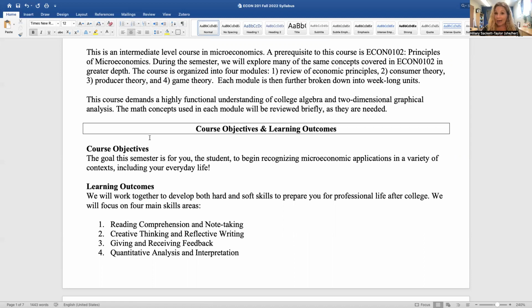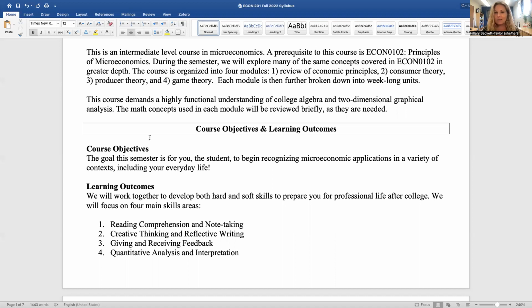I would like to practice reading comprehension and note-taking. I'd like to work on our creative thinking and our reflective writing skills. I'd like to practice giving and receiving feedback, because this is an important skill once you begin your professional life post-college. And finally, we will also work on enhancing what we can do in terms of quantitative analysis and interpretation.